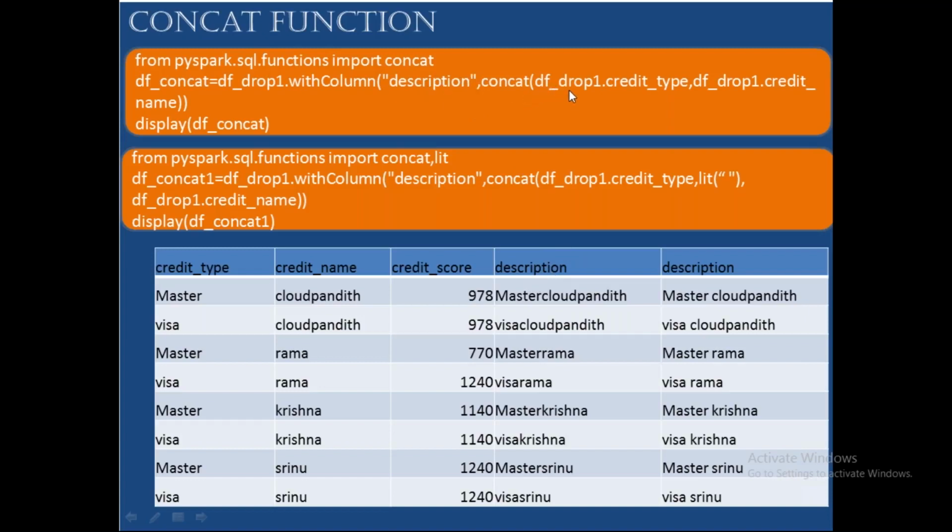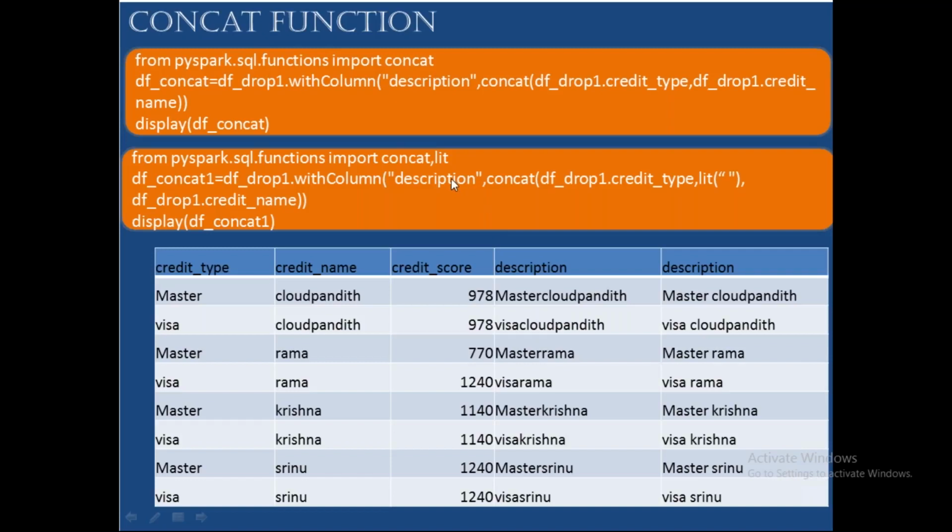I'm just doing drop_one dot credit_type comma drop_one dot credit_name, meaning credit type and credit name both I am concatenating. This is a concat. Master cloud pandit, visa cloud pandit, master rama, visa rama, master krishna, visa krishna. These two words are concatenated, but there is no delimiter or space. We need some space for more readability, but we don't have that space.